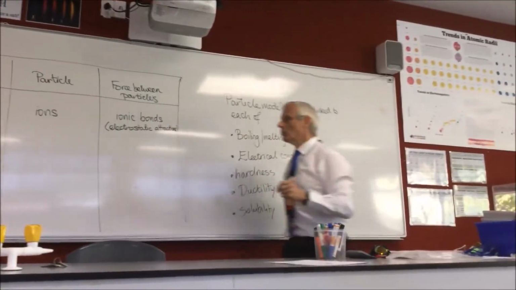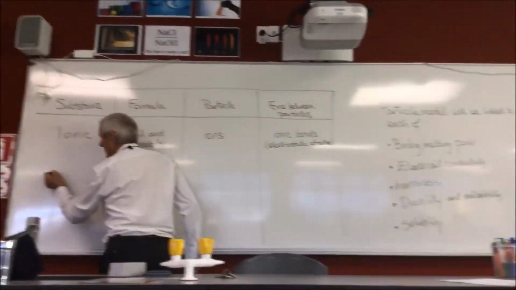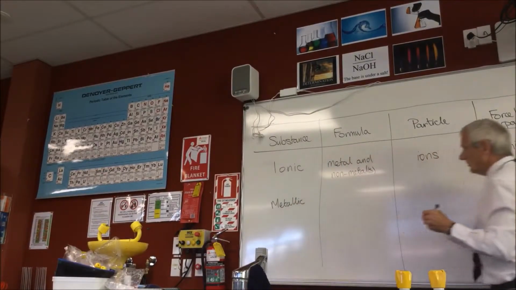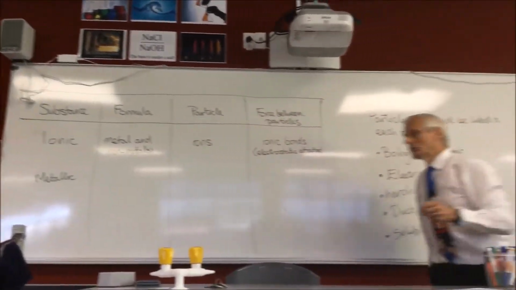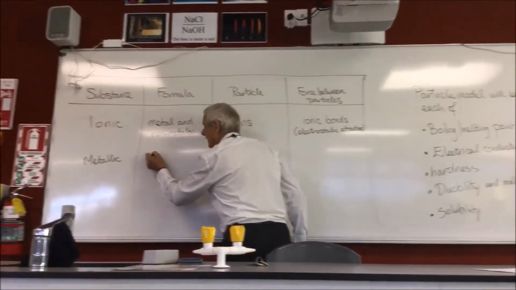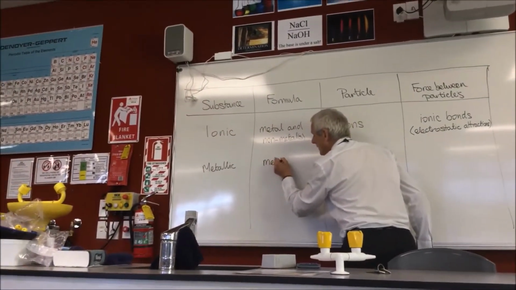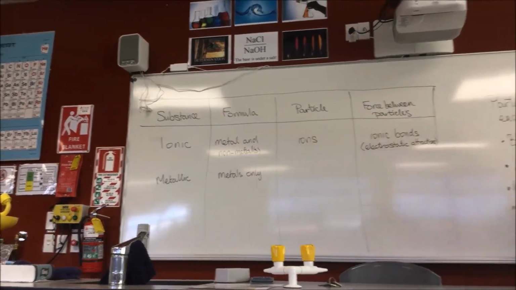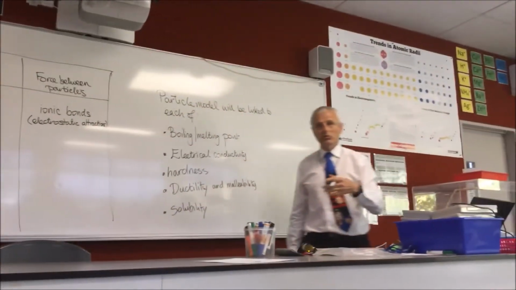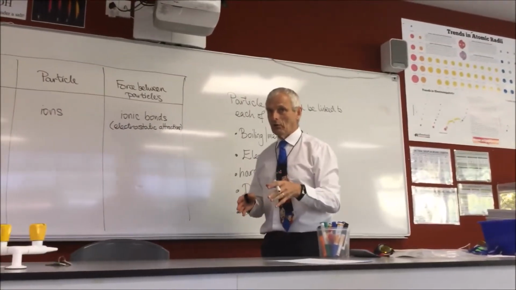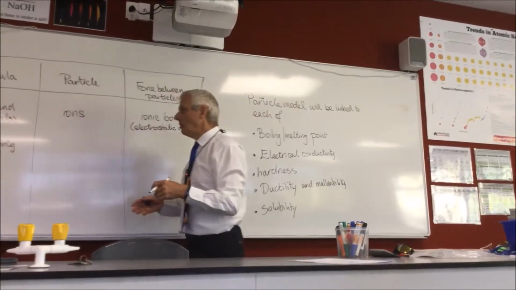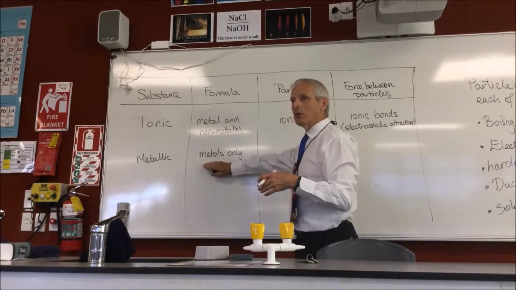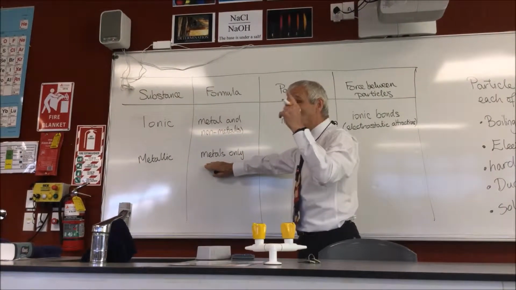Now, the next one are metallic substances. And not surprisingly, these have in their formula metals only. Now, that includes things like alloys, but as part of this course, we do not deal with alloys. Okay? We are only going to deal with pure elemental metals. So when we say the formula has got metals only, it's just one metal.